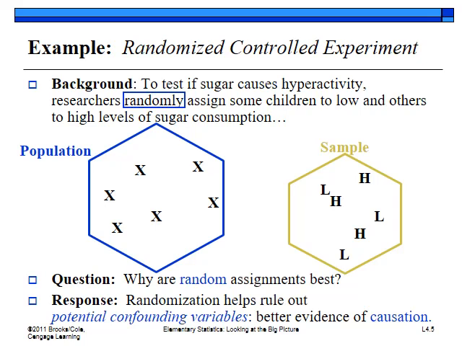The reason why is if there is some confounding variable, let's say caffeine intake, then as long as the assignment is done randomly, children with a high caffeine intake should be approximately evenly distributed between the high sugar and low sugar groups. That means the effect of caffeine will be spread out between the 2 groups and won't be concentrated in one or the other.